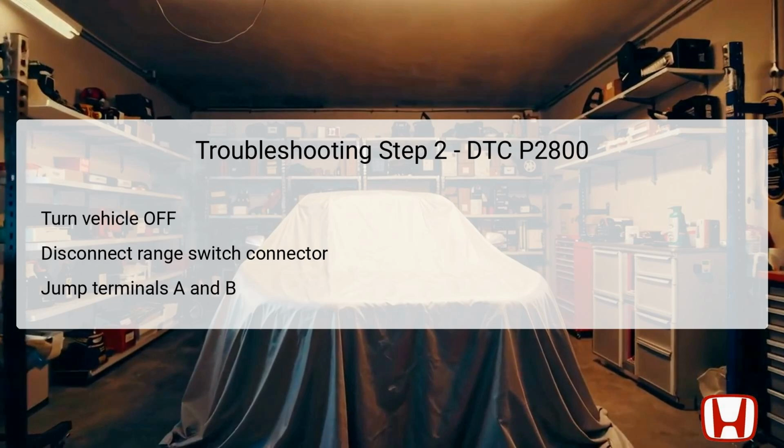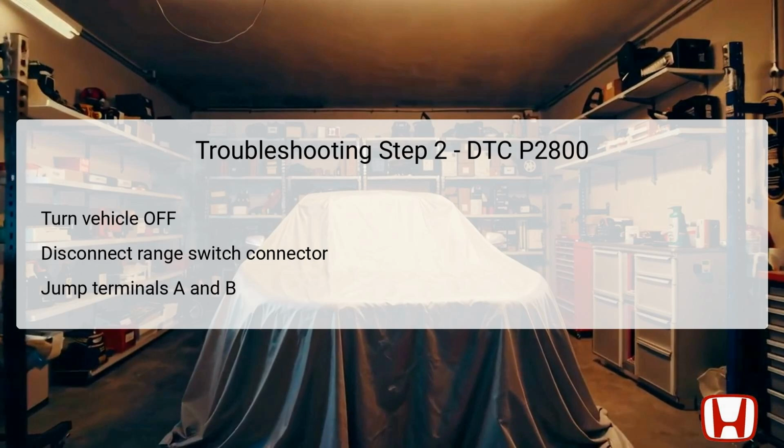To conduct the check, use a jumper wire to connect terminals A and B, where terminal A corresponds to female terminal number 5 of the transmission range switch 10P connector, and terminal B connects to body ground. After making this connection, turn the vehicle back to the on mode.